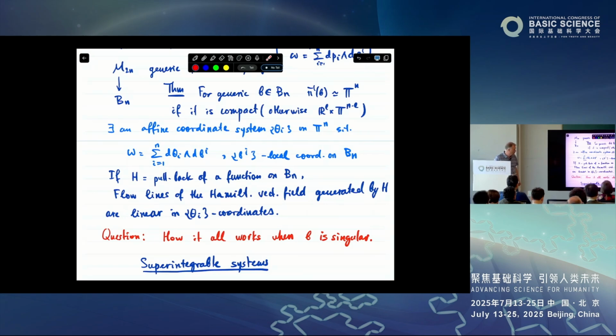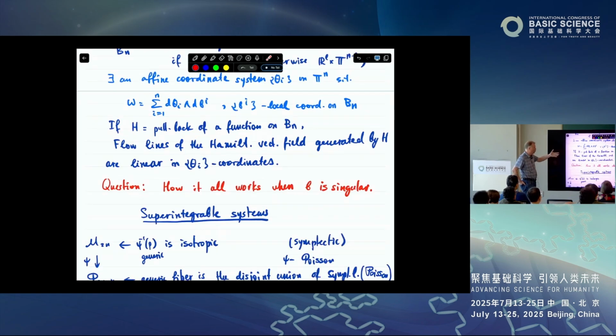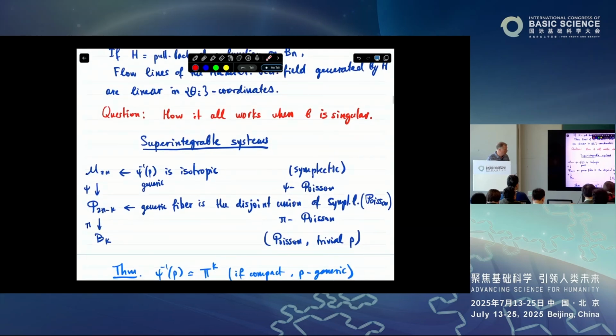And then if h is a pullback of some function on b, the flow lines of the Hamiltonian vector field generated by this function are linear in theta coordinates. These theta coordinates are called angle coordinates, and because the evolution is linear in these coordinates, we mapped a complicated problem of solving systems of non-linear differential equations to a geometric algebraic problem. We solved the Cauchy problem for this system. So the question is, how does this all work when the point on the base is singular, and how does it all work for stratified spaces, when the symplectic space is stratified and the base is stratified?